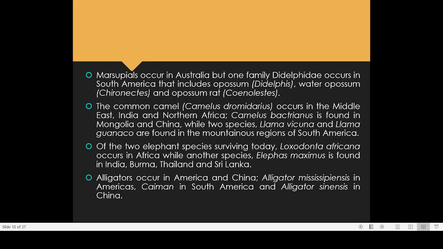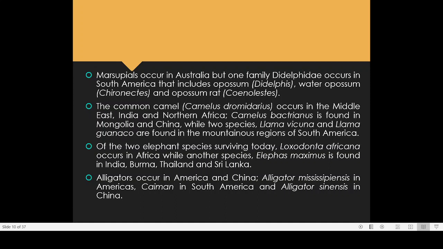Other animals, the marsupials, occur in Australia, but one family, Didelphidae, occurs in South America. So you know about marsupials. Why are marsupials not present in other areas of the world? There should be some proper explanation.